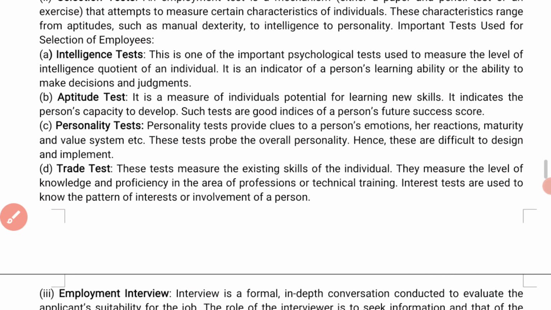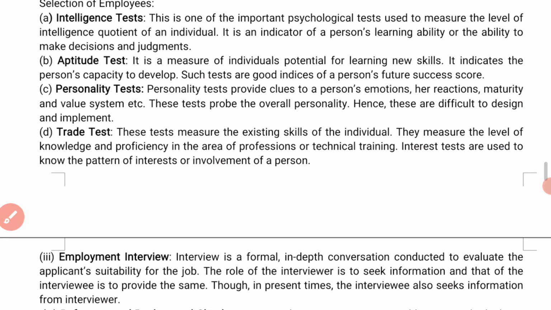So in that first one, that is the intelligence test, to know psychologically how suitable an individual is. For that we are going to make a test called intelligence. This is one of the important psychological tests used to measure the level of intelligence quotient of an individual. It is an indicator of a person's learning ability or ability to make decisions and judgments.